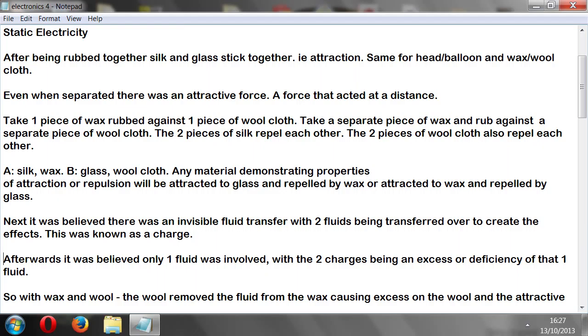Anyway. So eventually they thought, it's not actually two fluids, it's only one fluid. But the two charges, it's just one thing. It's one fluid, but it's excess or deficiency of that one fluid. So that was the sort of next breakthrough, if you like.